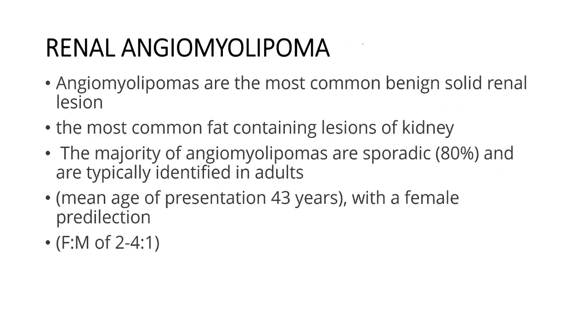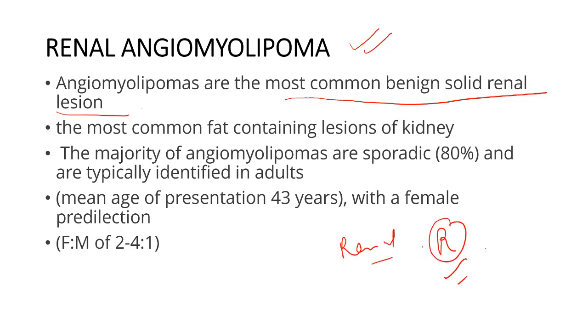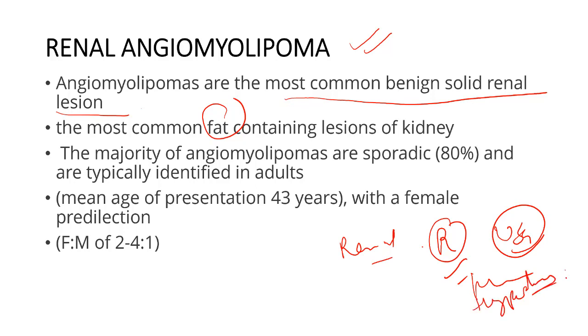Okay. So let us first discuss renal angiomyolipoma. What is it? It is the most common benign solid renal lesion, arising from the kidney, and here we are seeing it arising from the right kidney. It is the most common fat containing lesion of the kidney. On USG we have already seen hyperechoic areas, and on CT we have seen some hypodense areas. So our lesion was fat containing, and renal angiomyolipoma is also fat containing.